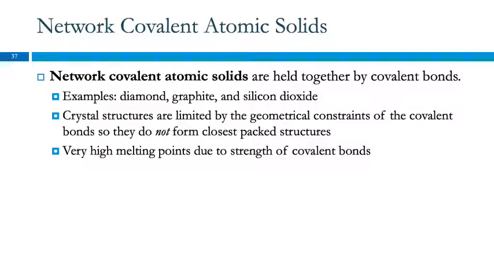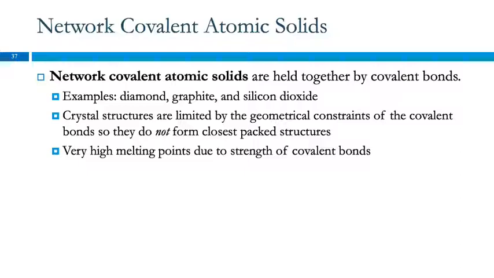Then there are network covalent atomic solids, and these are really interesting. Here we have individual atoms that are bonded to each other by covalent bonds. Those covalent bonds go throughout the entire structure. It's not that we have individual molecules stuck together. In a sense, the one piece is one ginormous molecule. Examples are diamond, graphite, silicon dioxide, or quartz.